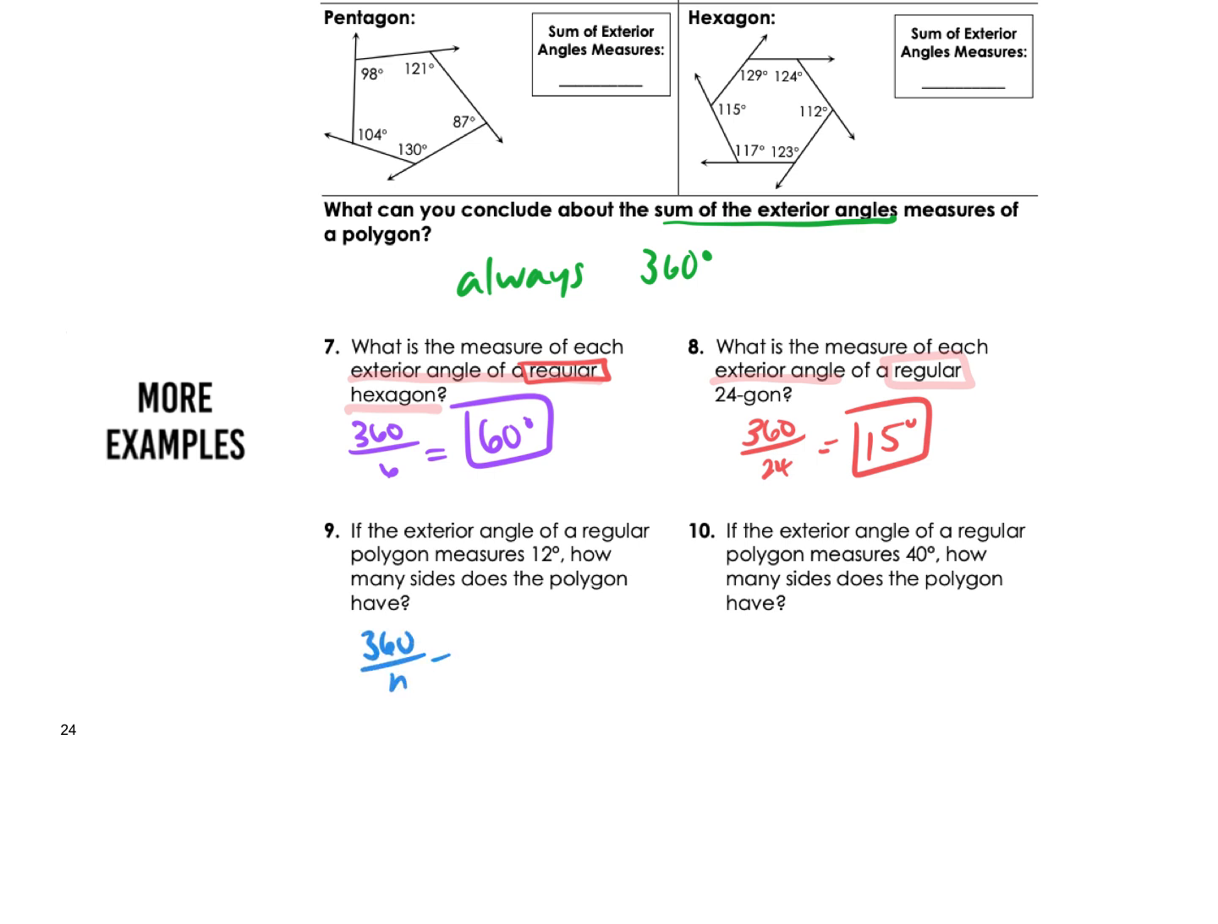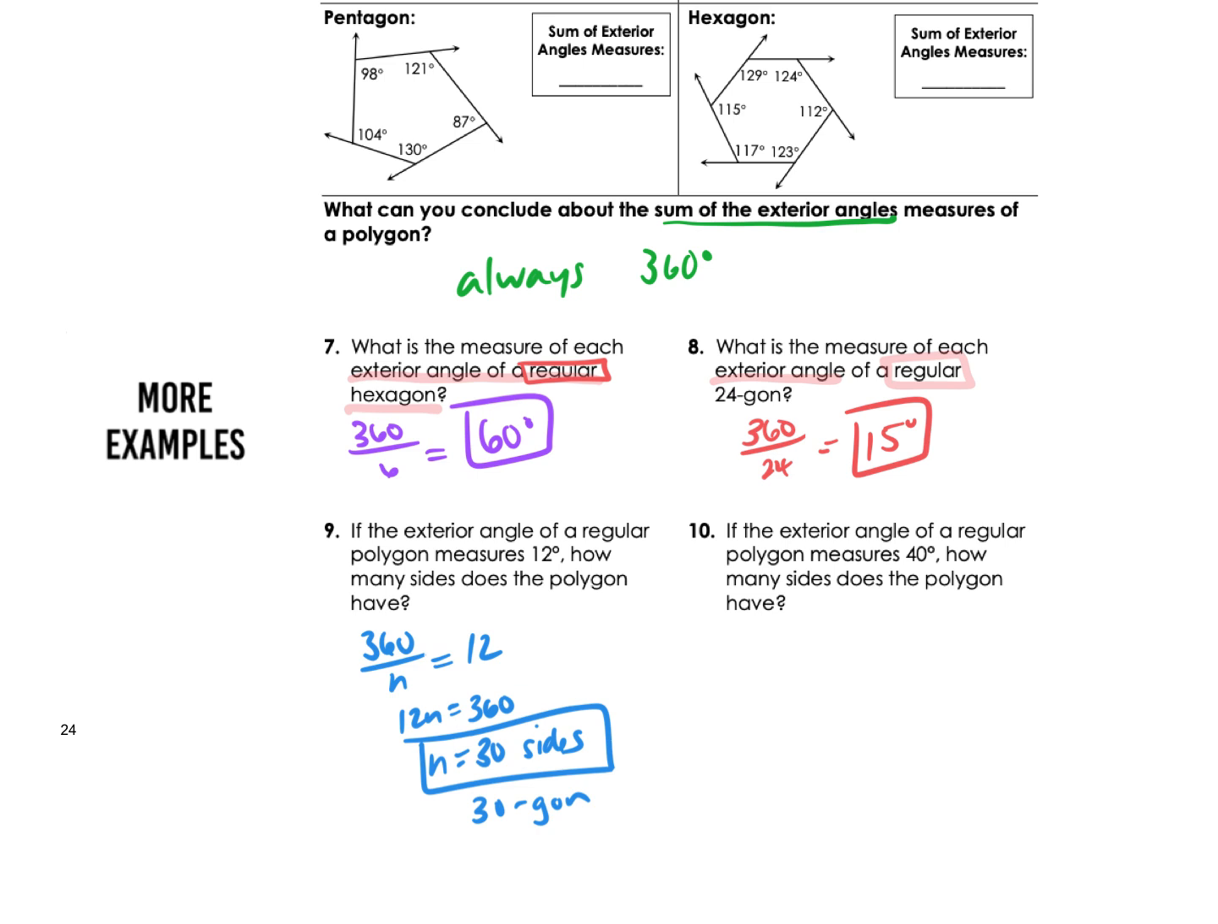360 divided by n equals 12. It's just a proportion, cross multiply and solve. So I get 12n equals 360, and n is 30 sides. It is a 30-gon, if I asked you what it's called. 30-gon. After dodecagon, they decided they didn't like to come up with unique names, so they just got boring.